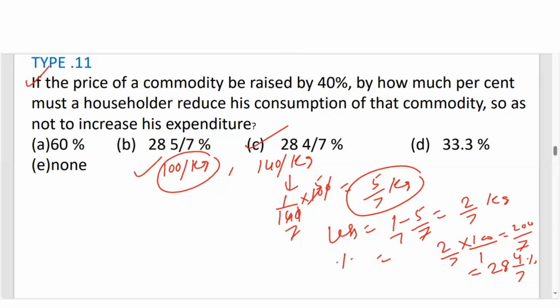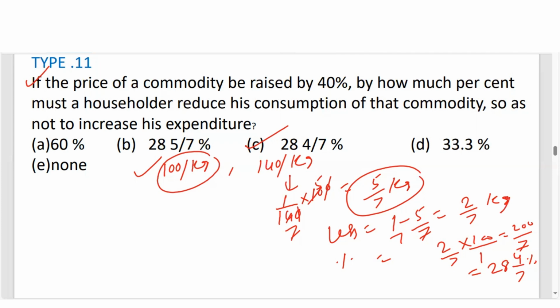For 140 rupees he purchases 1 kg. So for 1 rupee, 1 by 140, and for 100 rupees, multiply. So for less, divide, and for more, multiply. So 100 by 140, you can cancel directly: 20 fives are 100, 20 sevens are 140. 5 by 7 kg. So now he is purchasing 5 by 7 kg in 100 rupees. Previously, he was purchasing 1 kg in 100 rupees. So how much less quantity is he purchasing? Initial minus final, 1 minus 5 by 7, that is 2 by 7 kg.